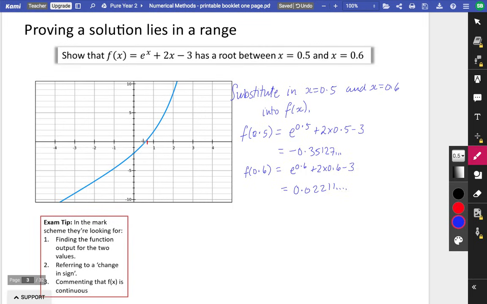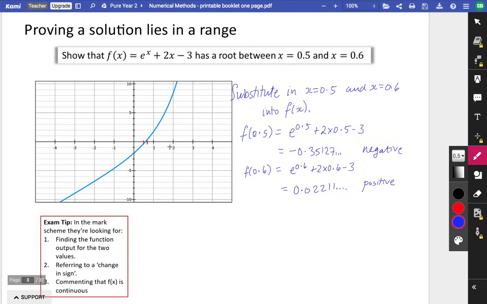Now if we look at what's happened on the graph here, when we put in a value of 0.5, our graph is actually below the axis. When we put in 0.6, the graph goes above the axis. So we can see that this value here is negative, and this value that we've got here is positive.